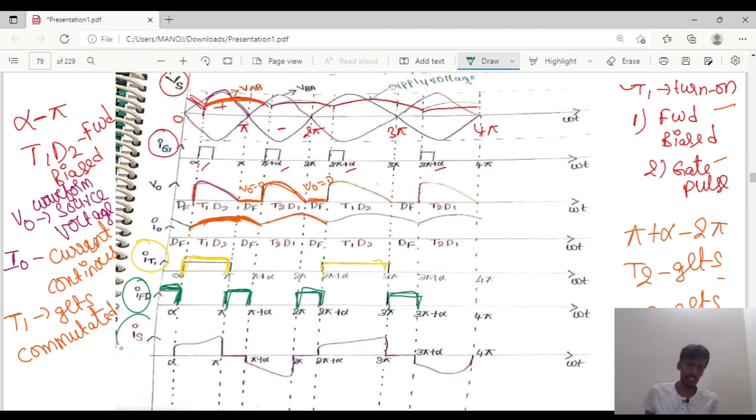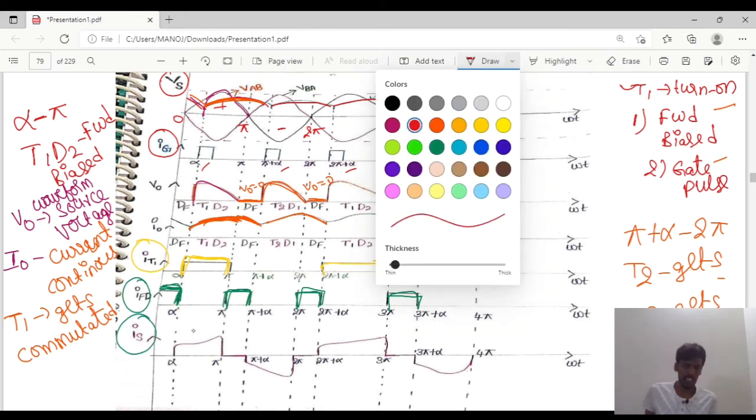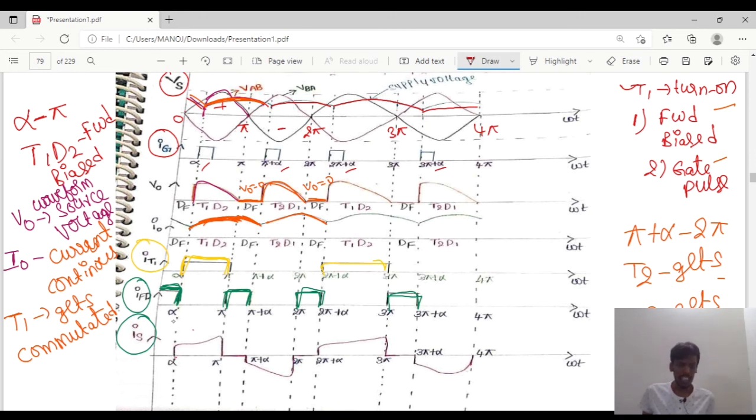And the last waveform is the source current waveform. If you observe the source current waveform, it is continuous only from the thyristor current. So the thyristor current conducts from alpha to pi, and from pi to pi plus alpha is the freewheeling diode action, so the current will be 0, and from pi plus alpha to 2 pi it will conduct again. From 2 pi to 2 pi plus alpha the freewheeling diode action takes place, so it is 0, and from 2 pi plus alpha to 3 pi the current will be continuous. So these are the waveforms. The same cycle repeats.